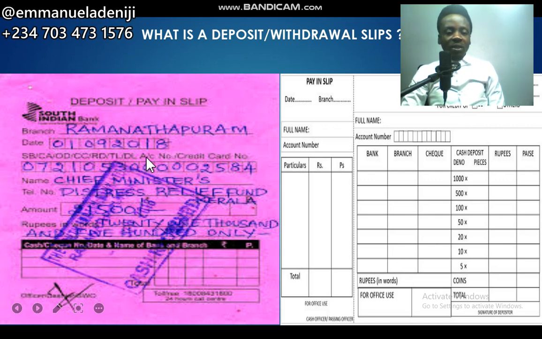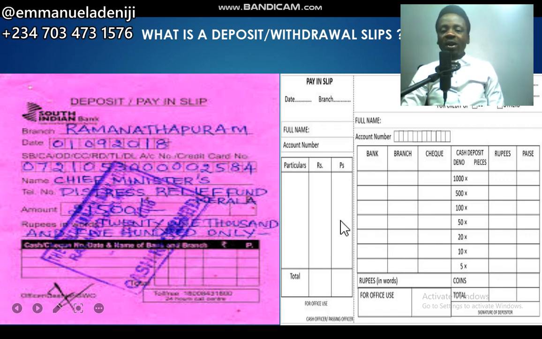This is a deposit slip. When payments are made, either we're depositing cash or checks into our bank account, or into the firm's or company's account, the deposit slip will be filled. This will be very important for us to write up the cash book, because the figures that we have on the bank column of the cash book debit side, or the cash column, will be supported by the deposit or paying slip.